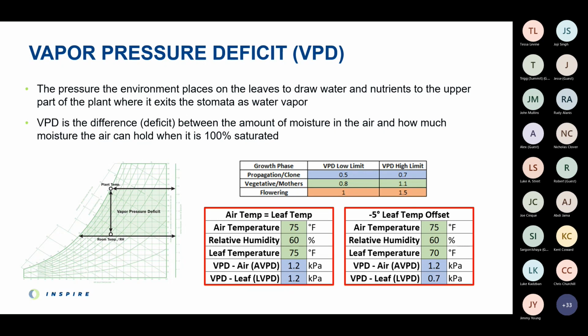And so somehow this kind of confusion around using leaf temp or not resulted in the terms air VPD and leaf VPD being coined, where AVPD does not factor in leaf temp and the LVPD does. But in reality, LVPD is the true VPD and the true pressure that the plant feels to transpire. And I highly suggest all indoor growers measure leaf temperature.